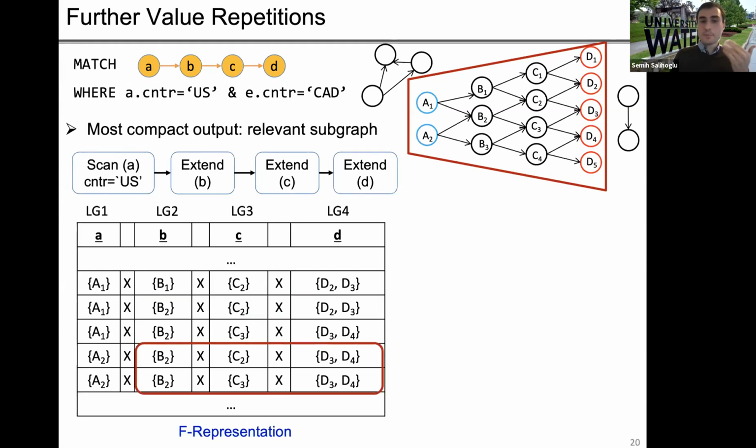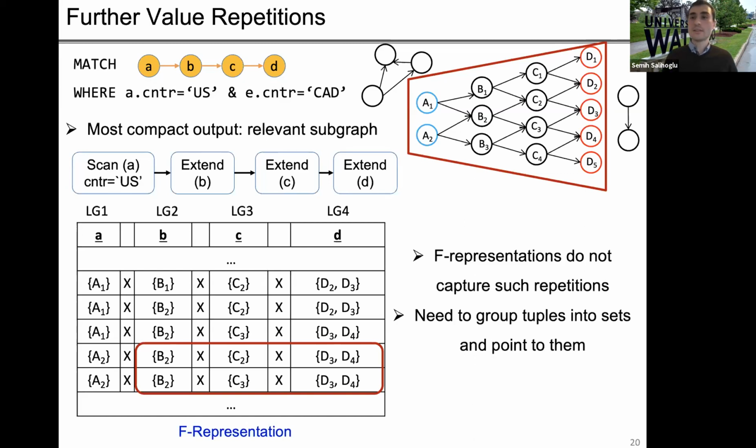Okay, and F representations cannot capture that. It's because, for example, A1 and A2 share all the subpaths that start from B2, but they don't share the ones that start with B2, B1, and B3. So you can't really take Cartesian products here, right? So that's a limitation of F representation.